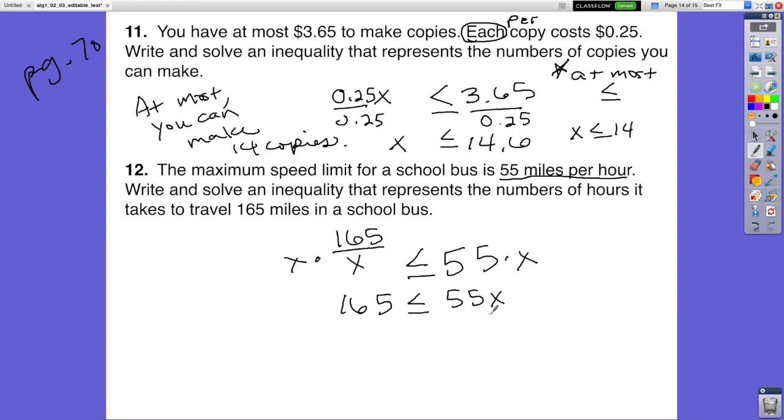So how do I solve this now? Divide both sides by 55. Very good. And it will take you how long? Okay, so 3 is less than or equal to x. So it will take you at least 3 hours. It may take you more than 3 hours, but it will take you at least 3 hours.